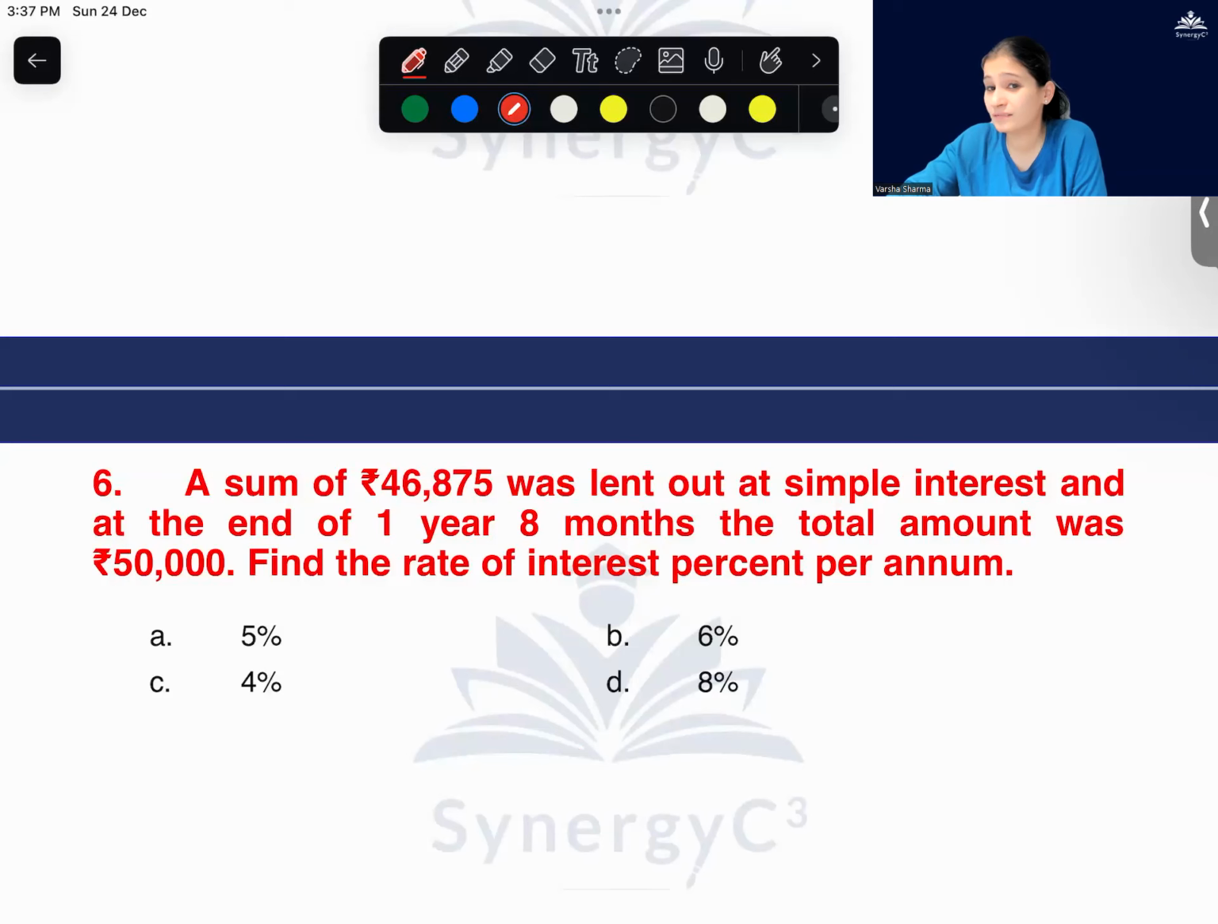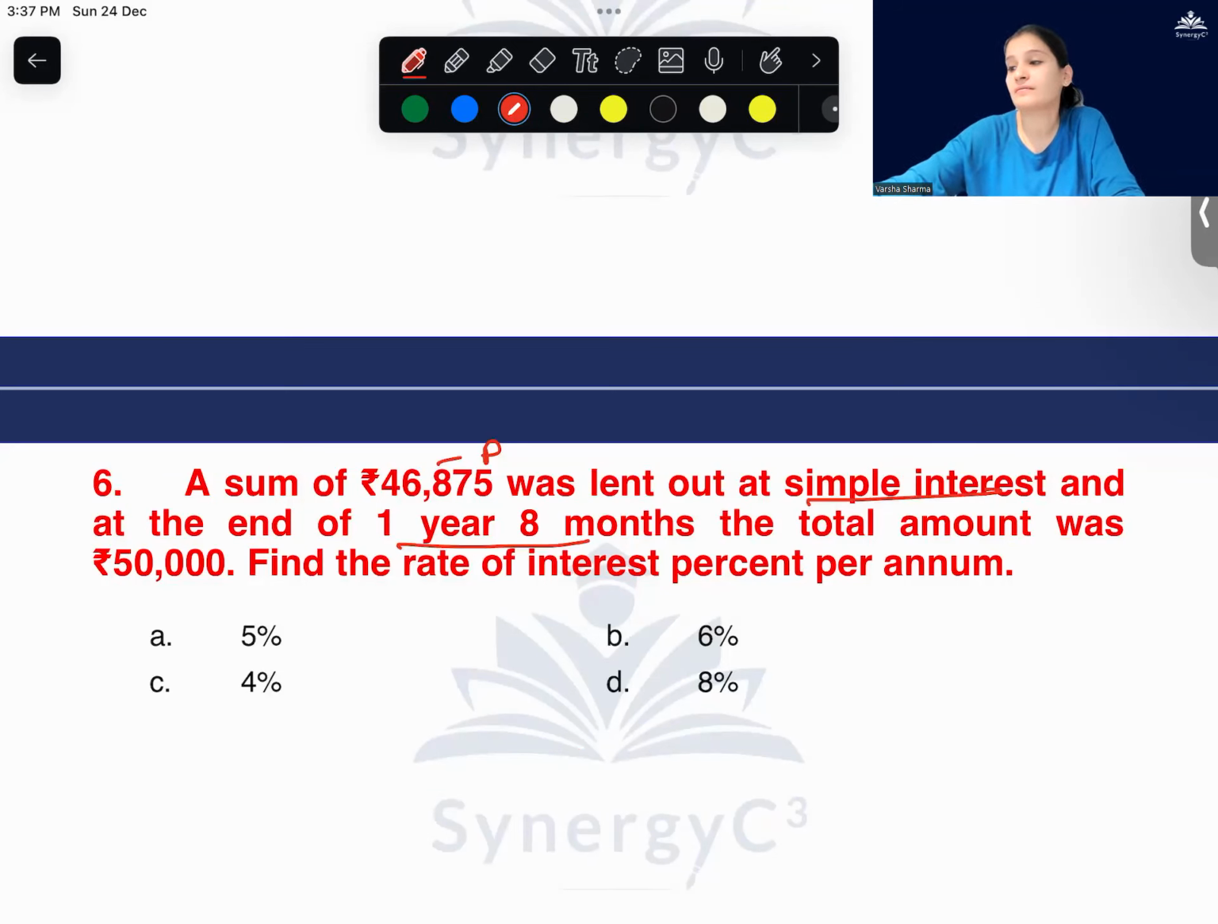No answers yet. So simple interest. See, a sum of rupees 46,875 was lent out. So this is what? Principal? Yes or no? So this is our principal. Lent out is simple interest, fine. And at the end of 1 year, 8 months.